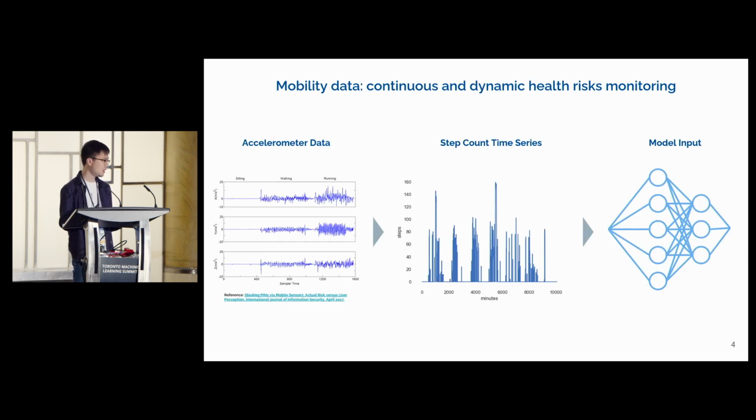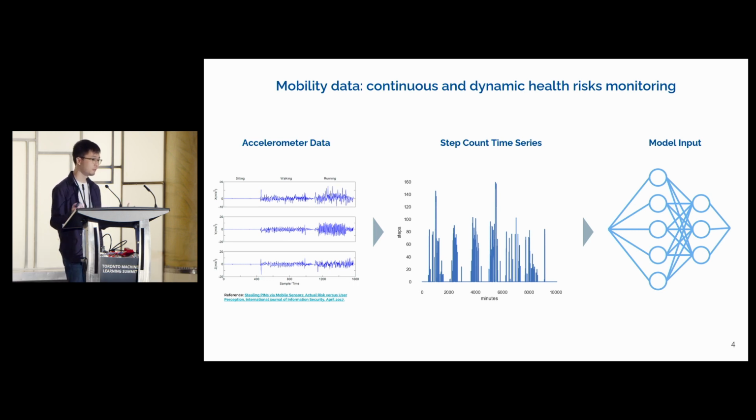More recently, we've become interested in another type of alternative data, which is human mobility, because we believe it has the potential to offer continuous and dynamic monitoring of health risks in the short term. Wearable devices such as Apple Watch and Fitbit collect a vast amount of data on human mobility in the form of, let's say, accelerometer data or step count per minute as a time series.